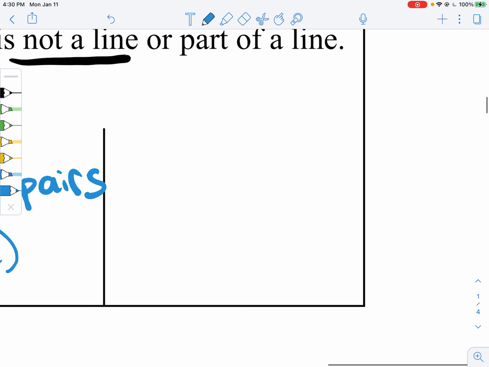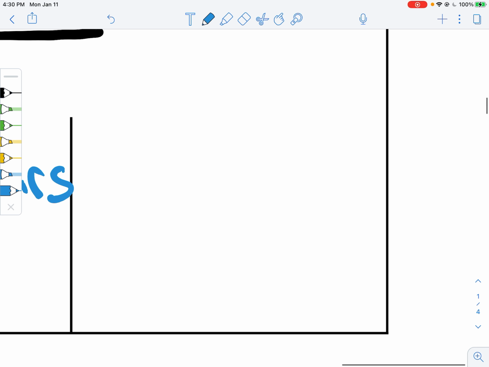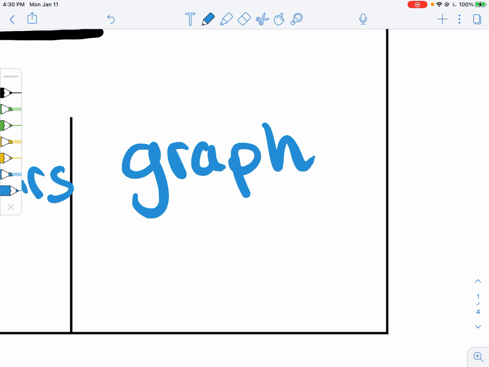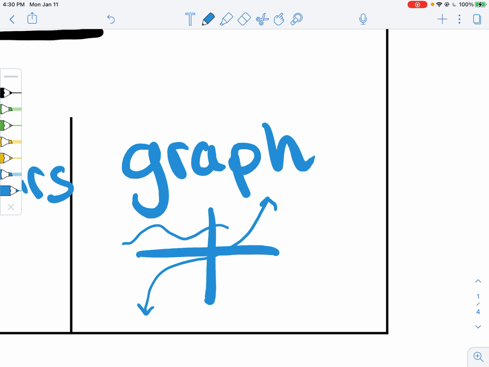And then finally, you can represent a function, which is my personal favorite way, as a graph. A graph is just a picture of what it looks like. So a nonlinear function is anything that's not linear. It's super curvy. Or sometimes you'll have a function that looks like this.